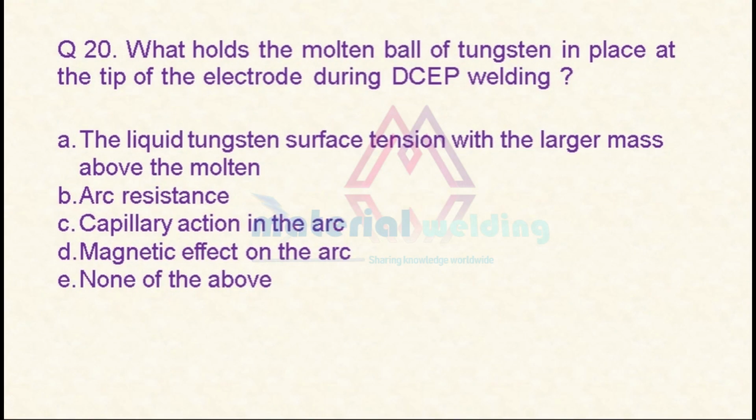Question 20. What holds the molten ball of tungsten in place at the tip of the electrode during DCEP welding? A. The liquid tungsten surface tension with the larger mass above the molten. B. Arc resistance. C. Capillary action in the arc. D. Magnetic effect on the arc. E. Above.